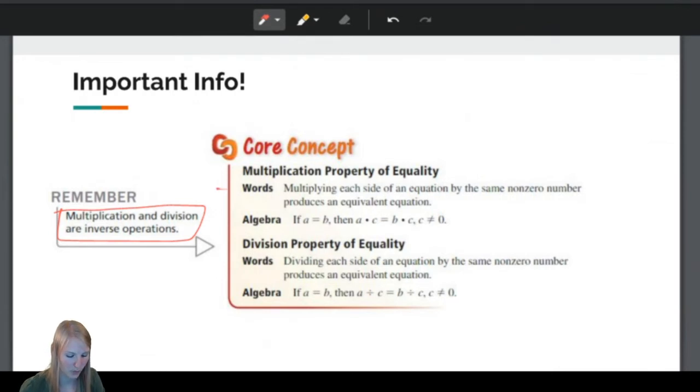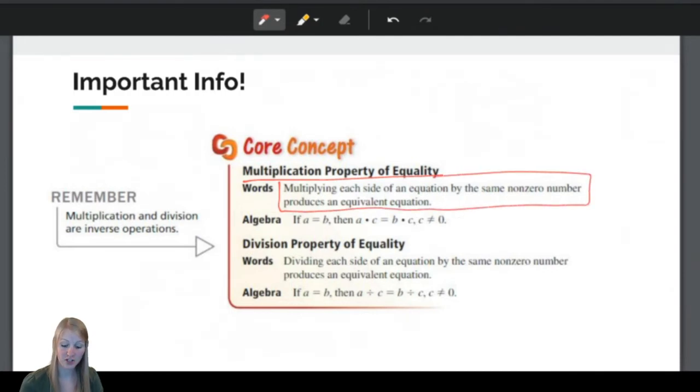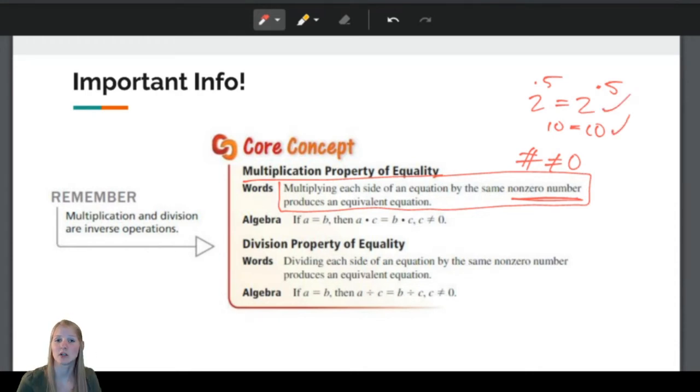So again, we have our words and we have our algebra. So the multiplication property of equality tells us multiplying each side of an equation by the same non-zero number, that just means that your number cannot be zero, non-zero, not zero, produces an equivalent equation. So if I have 2 equals 2, and I multiply both sides by 5, I get 10 equals 10. And that is true. Both of those equations are true.